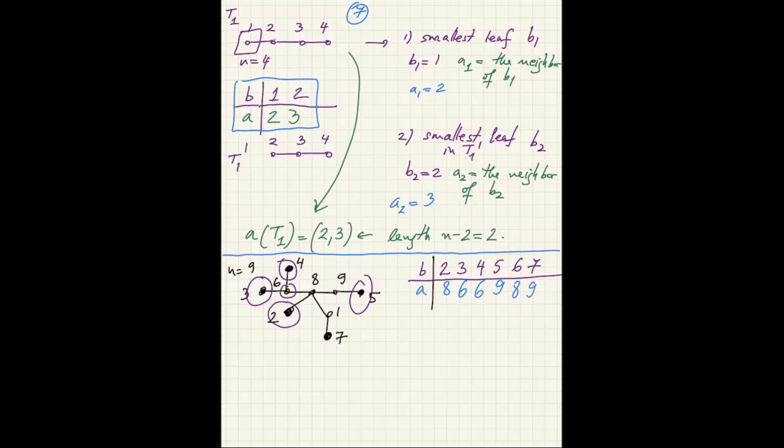And we end up now with 7 not there anymore. So you have this tree with 1, 8, 9. And the smallest leaf there is 1. And its neighbor is going to be 8. We have n equals 9 vertices. And this is of length n minus 2, which is 7. And in this situation, let's call this tree T2. The Prufer code of this tree is 8, 6, 6, 9, 8, 9, 8.